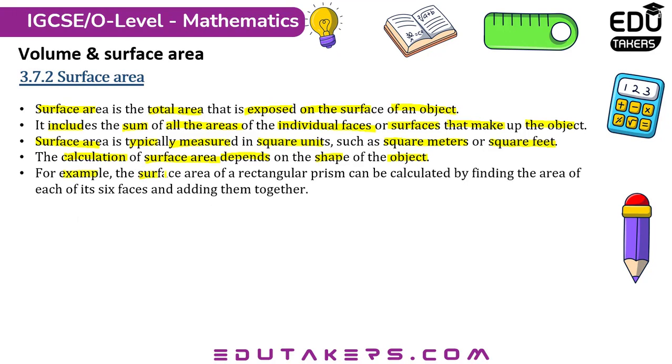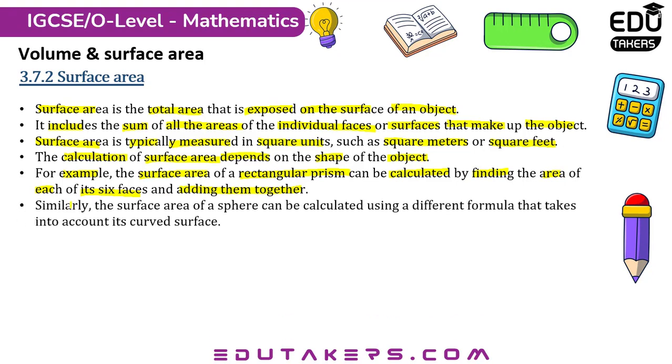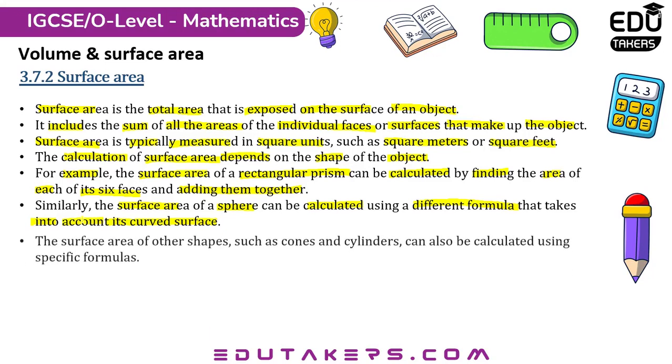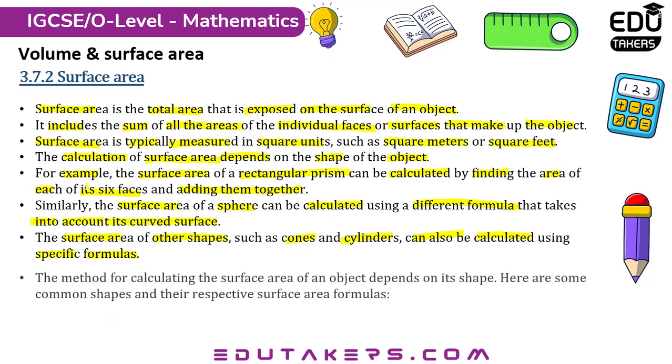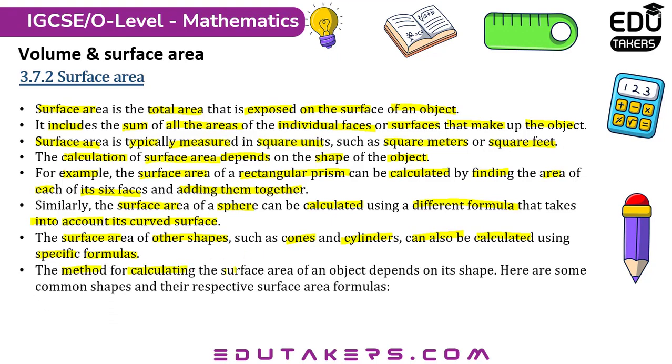For example, the surface area of a rectangular prism can be calculated by finding the area of each of its 6 faces and adding them together. Similarly, the surface area of a sphere can be calculated using a different formula that takes into account its curved surface. The surface area of other shapes, such as cones and cylinders, can also be calculated using specific formulas. The method for calculating the surface area of an object depends on its shape.